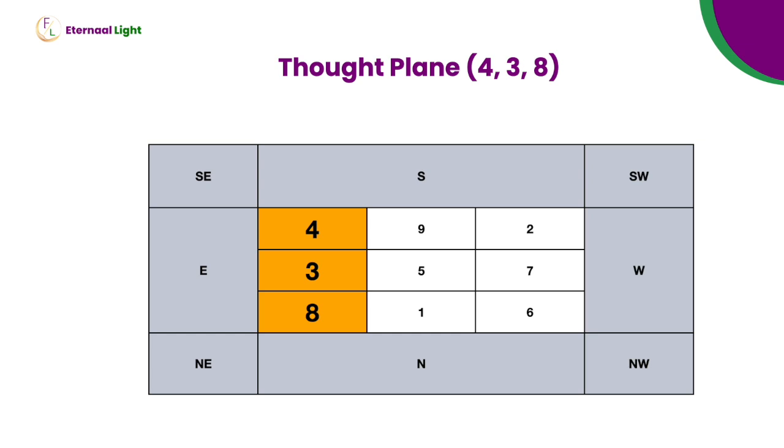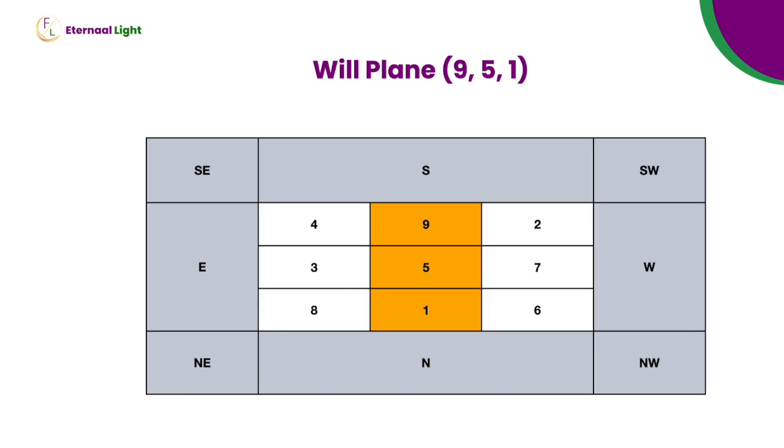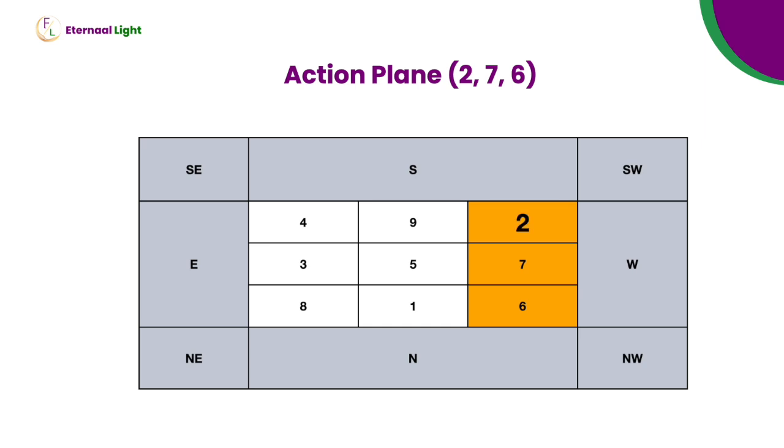Next we have the will plane, willpower. If someone's grid or your grid has 951, that means your willpower is very strong. Next 276, we call it the action plane. So if your grid has 276, you are an action oriented person. A person who takes action would be able to achieve something.